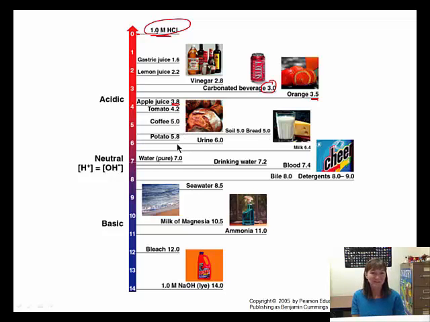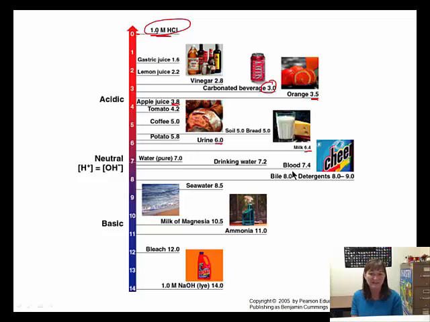Bread, here's potatoes. Urine has a pH of 6.0, so slightly acidic. Milk is very slightly acidic too with a 6.4. So the closer you get to 7, you're getting closer to neutral, so it's not super strongly acidic. Here's pure water with a pH of 7.